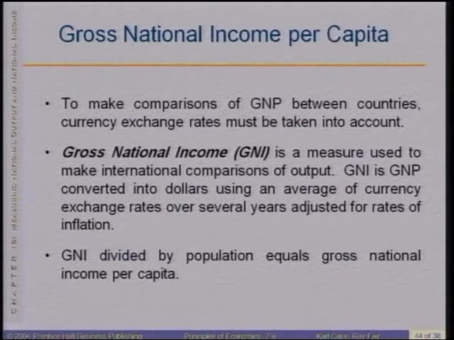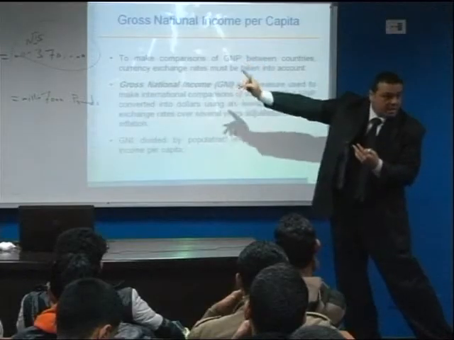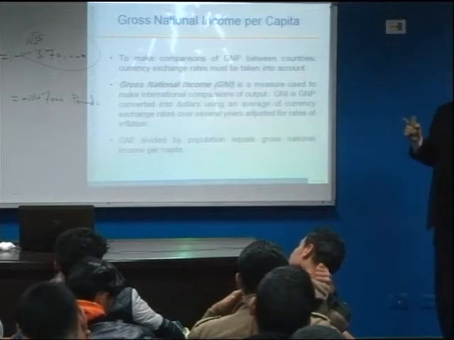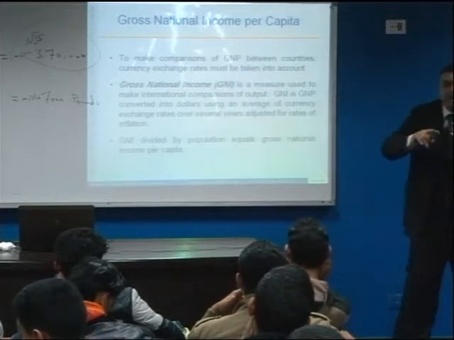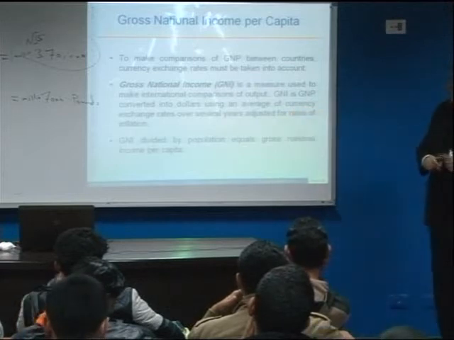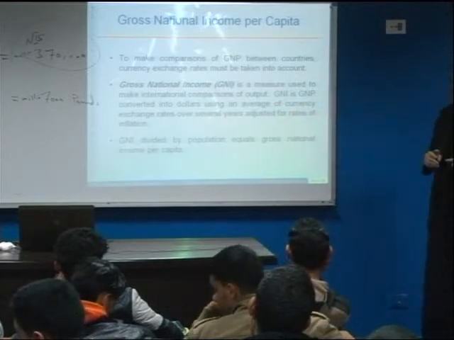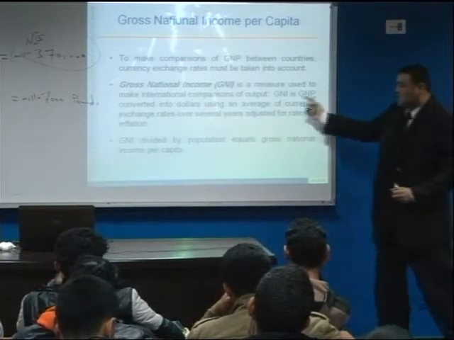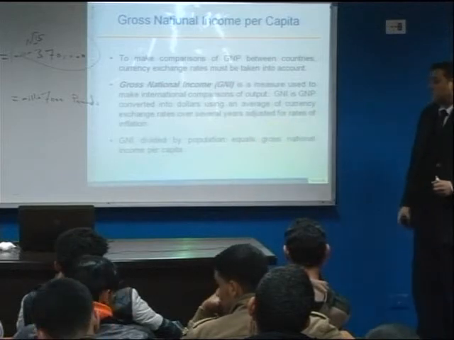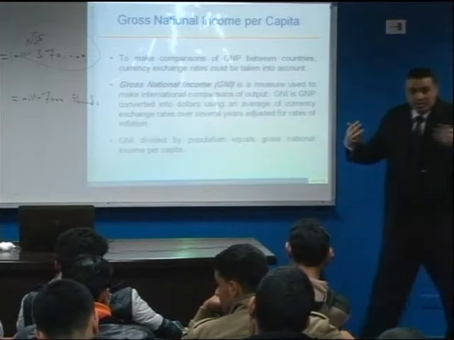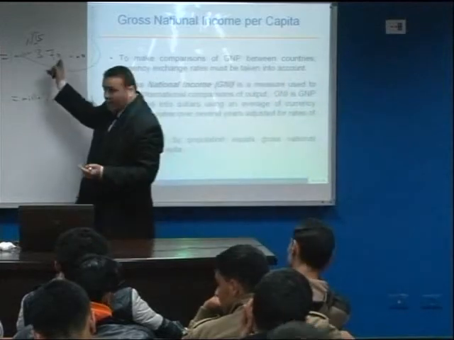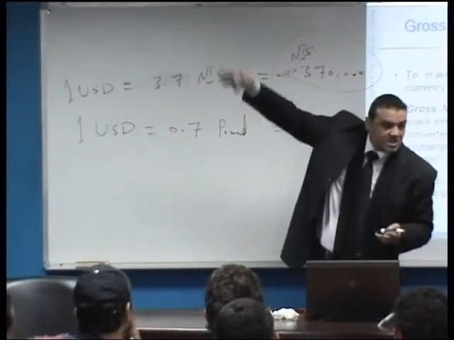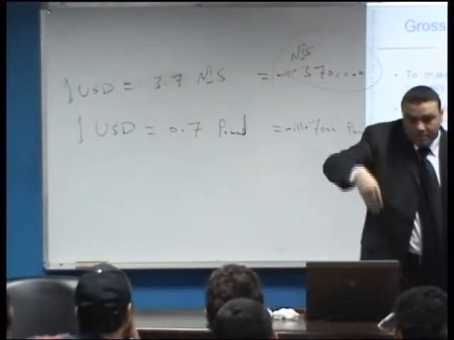Exchange rates: we convert from shekel to dollar, from UK pound to dollar. So the gross national income is a measure used to make what? International comparisons of output. GNI is GNP converted into US dollars, using an average of currency exchange rates over several years adjusted for the rate of inflation. We always use the exchange rate between the shekel and the dollar and the UK pound and the dollar, and we see which is better, right?